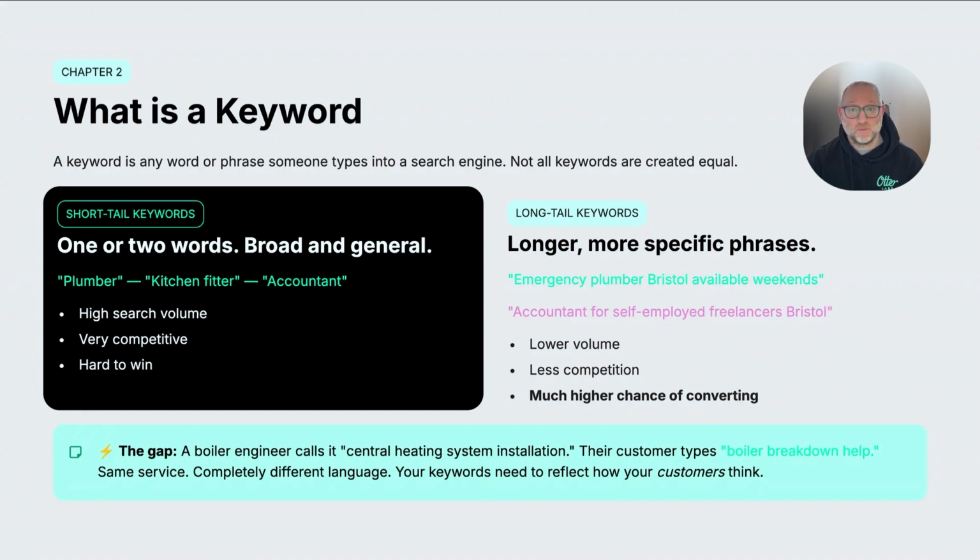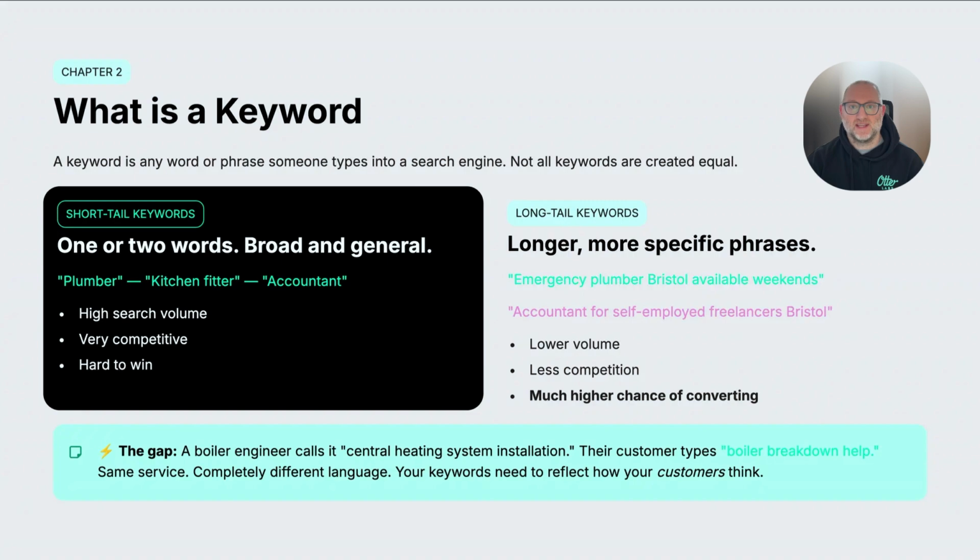For most small businesses, long tail keywords are where the opportunity is. You're probably not going to outrank a national brand for plumber, but emergency plumber, Exeter, available on the weekends. Now that's winnable. And the person searching that phrase is ready to hire someone right now.